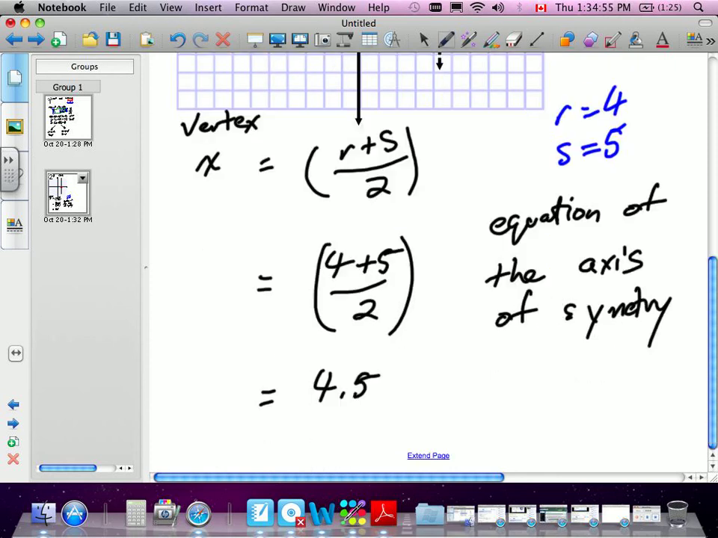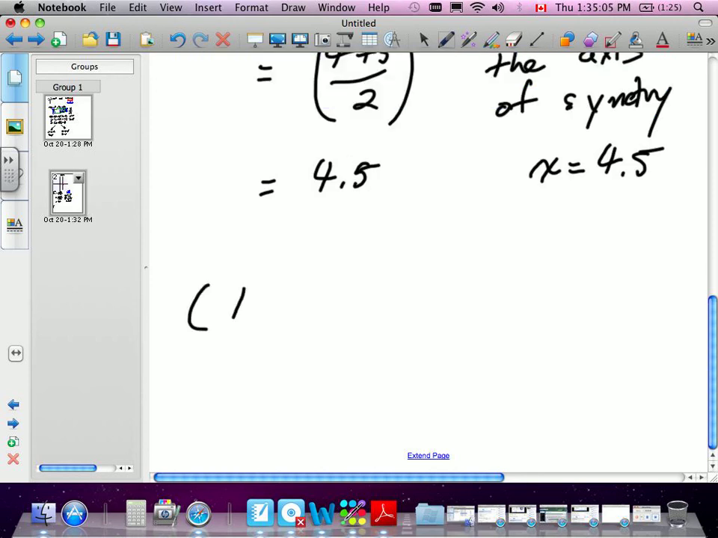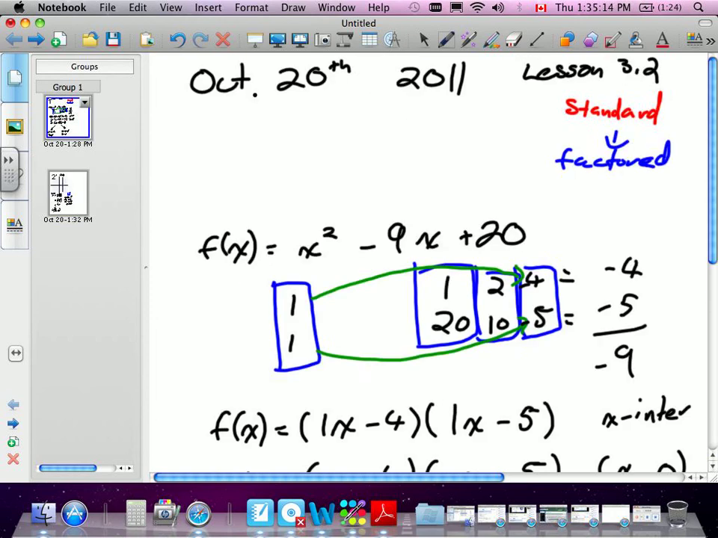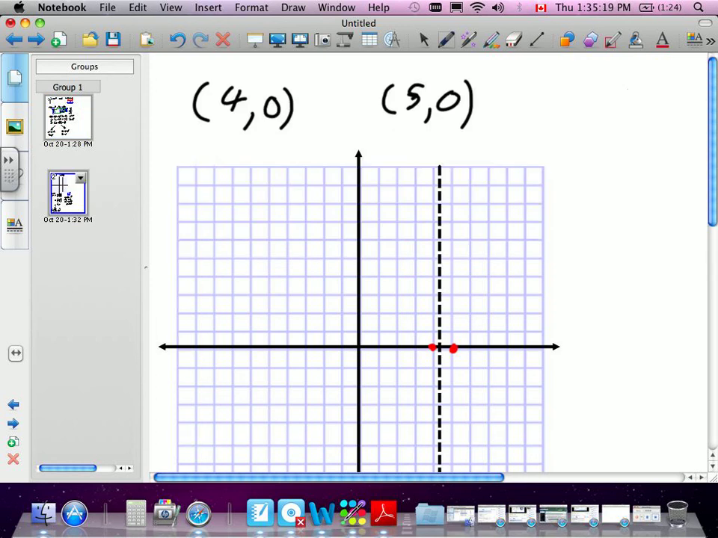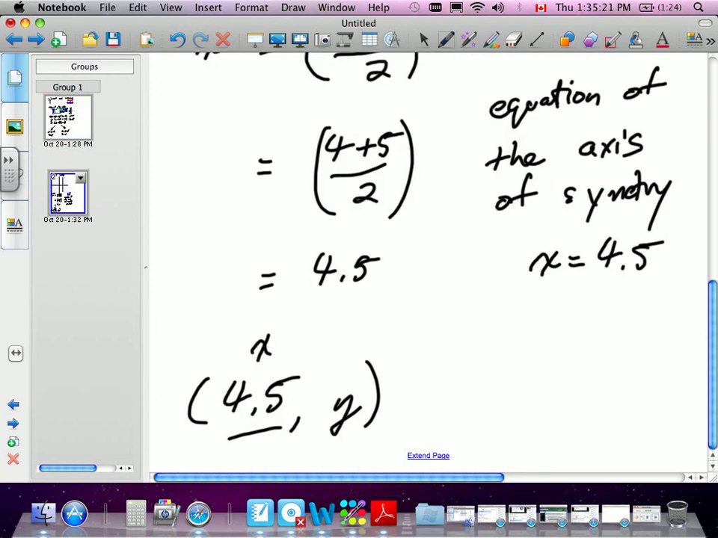Now I need to find the other coordinate of the vertex. We have the x value, which is 4.5. I'm looking for the y value. So I take my x value and I plug it into either the standard or factored form of our equation. Okay, I'm going to choose the factored form. Our factored form was y is equal to x minus 4, x minus 5. We're going to plug that value in for both of the x values.